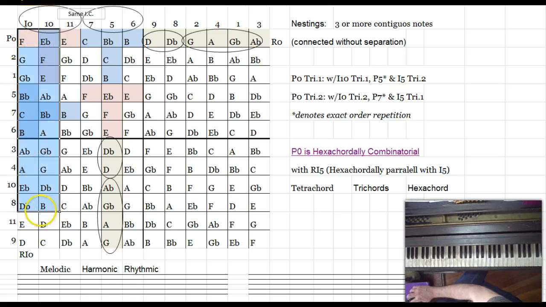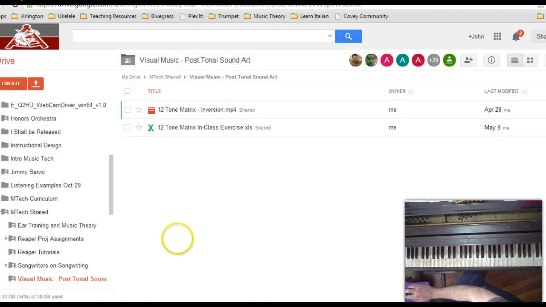So playing around with these ideas of inverted rows, retrograde inversion, retrograde to read the same row backwards, but most importantly, these significant groupings. So I'm going to take the ones that we found, and I'm going to make something out of it. And you should look up the meaning of hexachordally combinatorial. You can find all of this information.